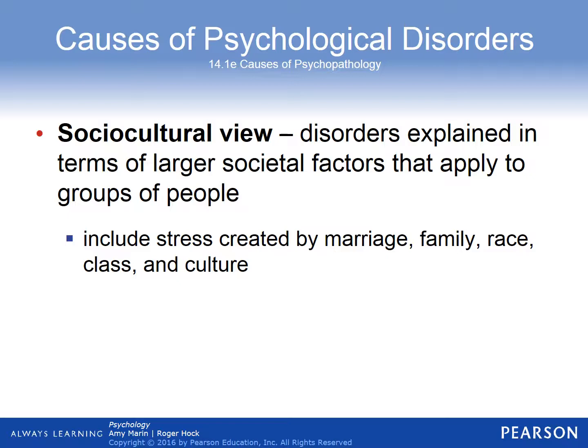Include stress created by marriage, family, race, class, and culture, or any other groupings you can think of. And we're going to look just a moment here at how that stress works. Something happens where there's a stressor in your environment. There's a stressor in your marriage, in your family, in your ethnic heritage or your race, and that triggers something that causes disorder or abnormality. So in the case of depression, of course, maybe there's stress at work, and the stress at work is seen as uncontrollable. It's something you can't control, you're stuck with, and so the stress is constant, and that is what leads to the depression.